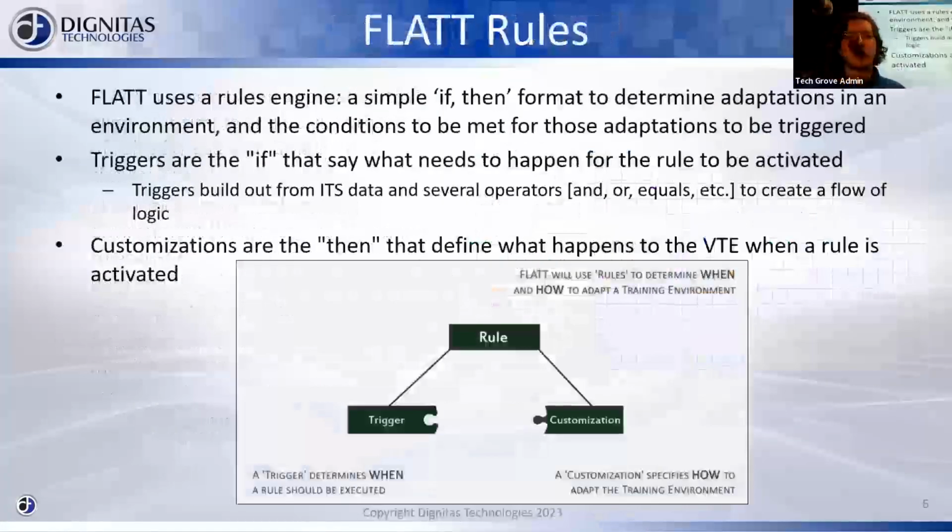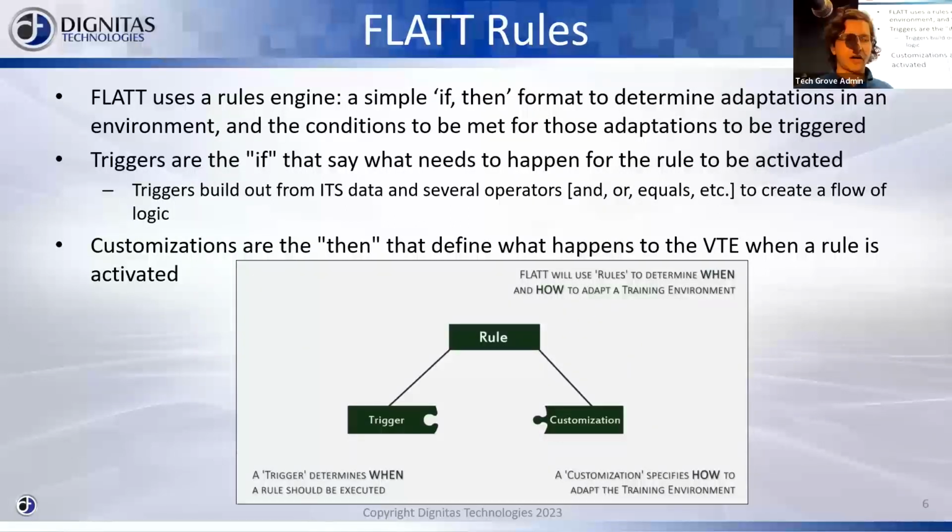But the rules are the base engine of how FLATT works, where they build out a very basic if-then format for how a training session is supposed to go. So for example, the if is called the trigger, and that could be anything from if a heart rate reaches a certain level, or if they reach a certain location, and then it goes to the then, which is what we call the customization, which is basically how you want the environment changed.